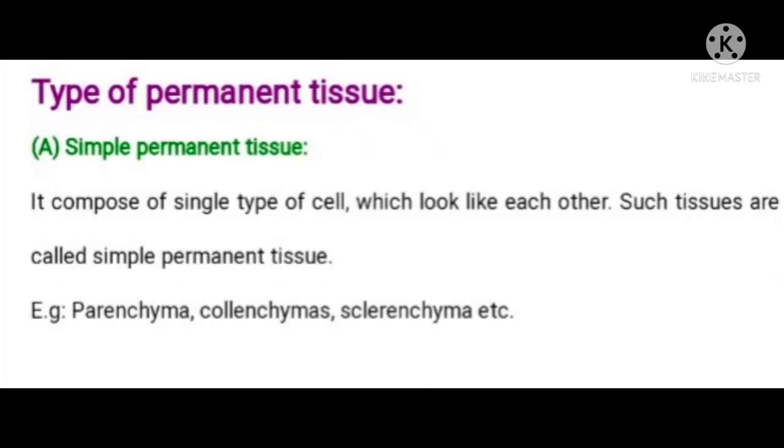Of permanent tissue: first one, simple permanent tissue. So we will see what is the simple permanent tissue. It is composed of a single type of cell. All the cells which are present are of the same type, which look like each other, meaning they are the same. Such tissues are called simple permanent tissue. Examples of simple permanent tissues are parenchyma, collenchyma, sclerenchyma.